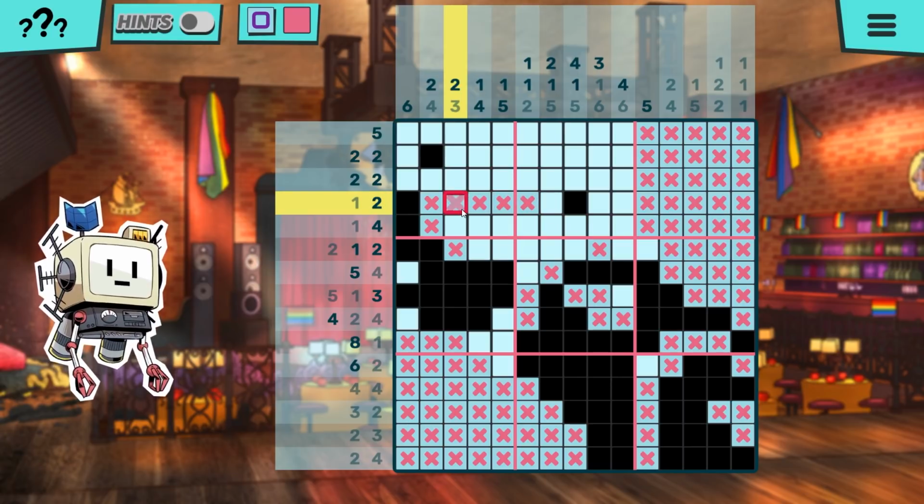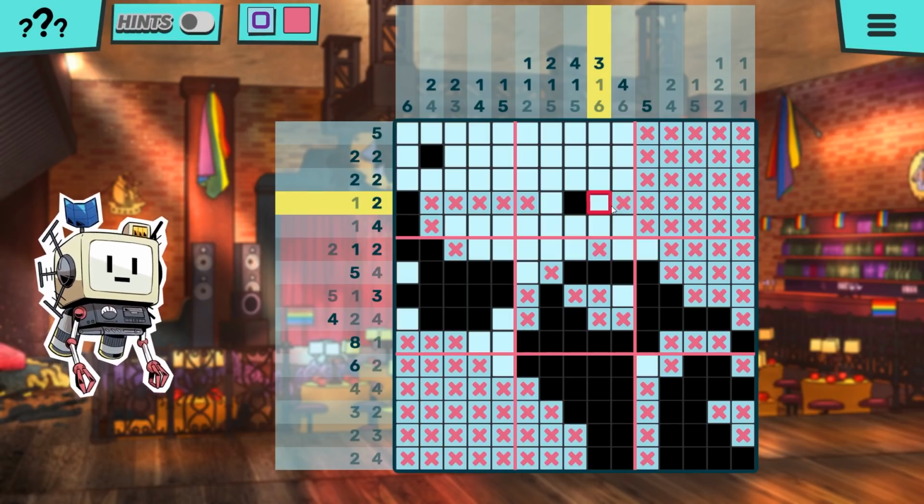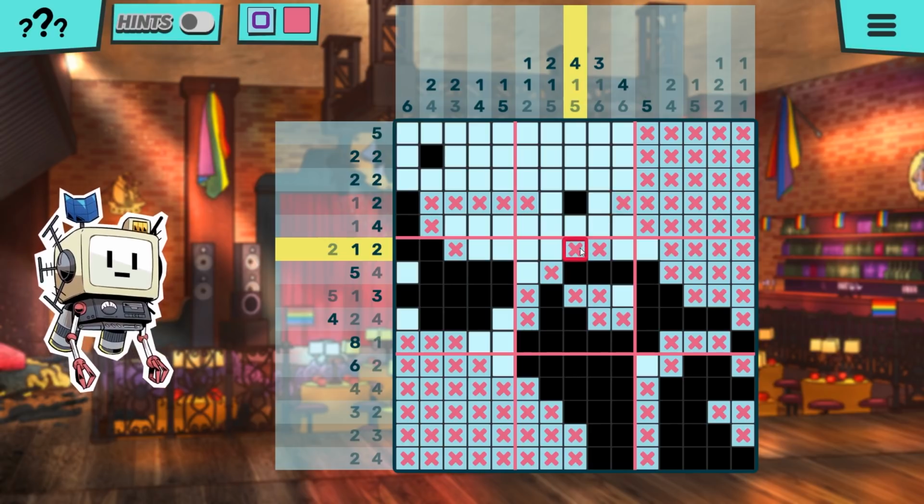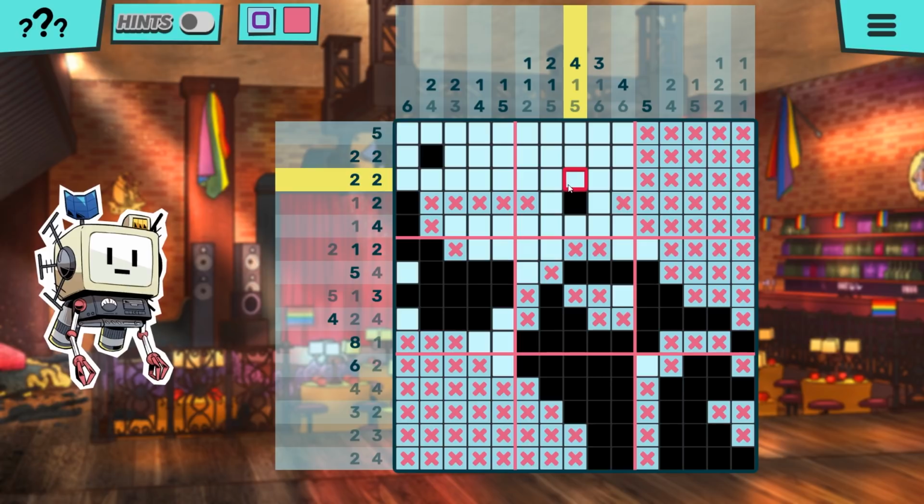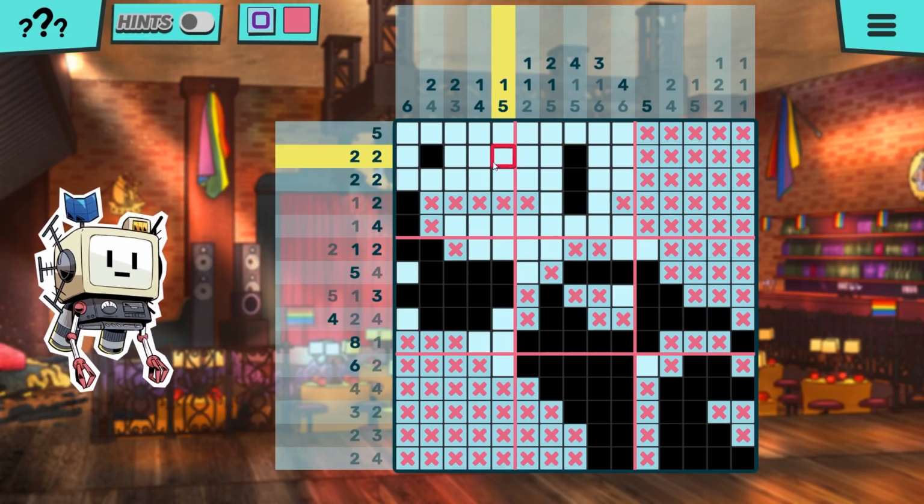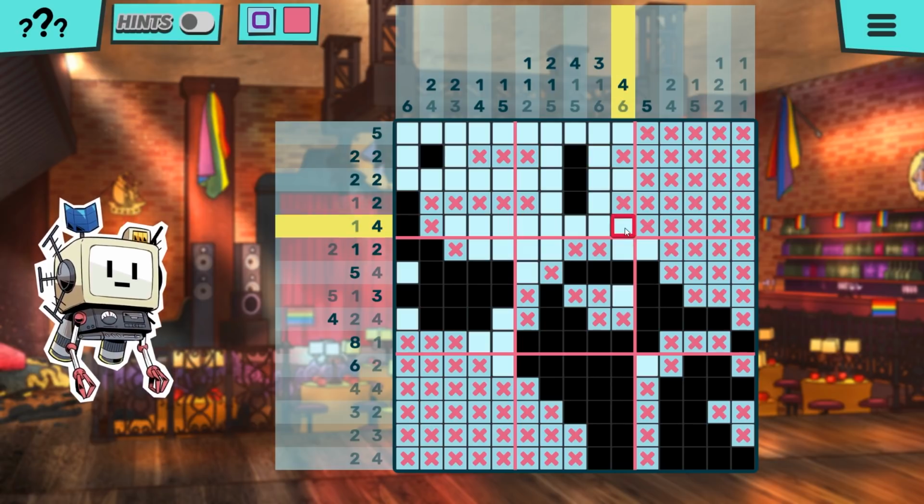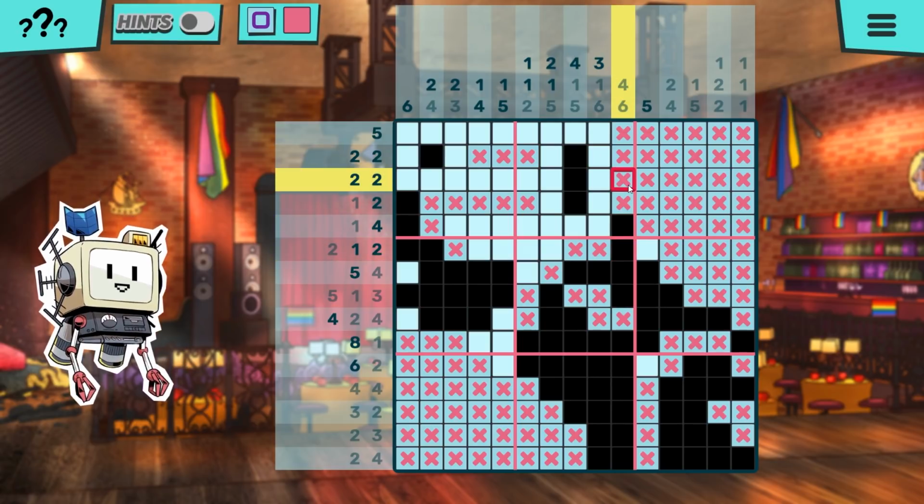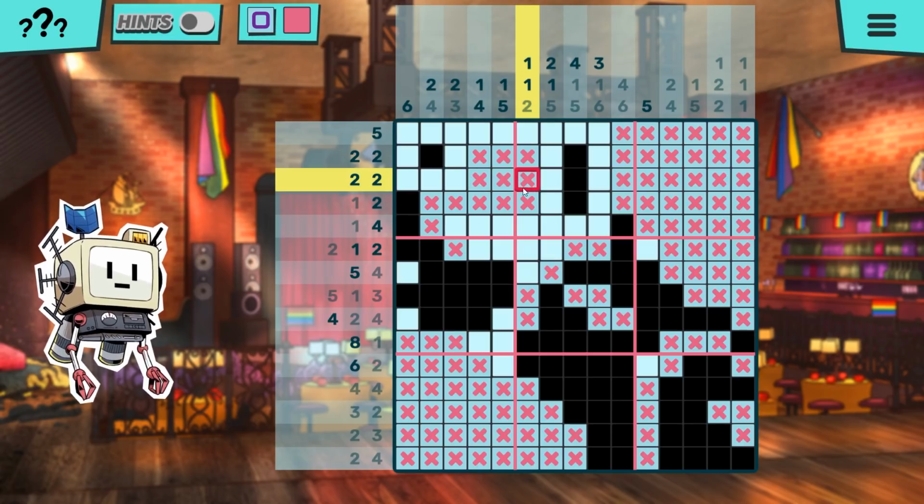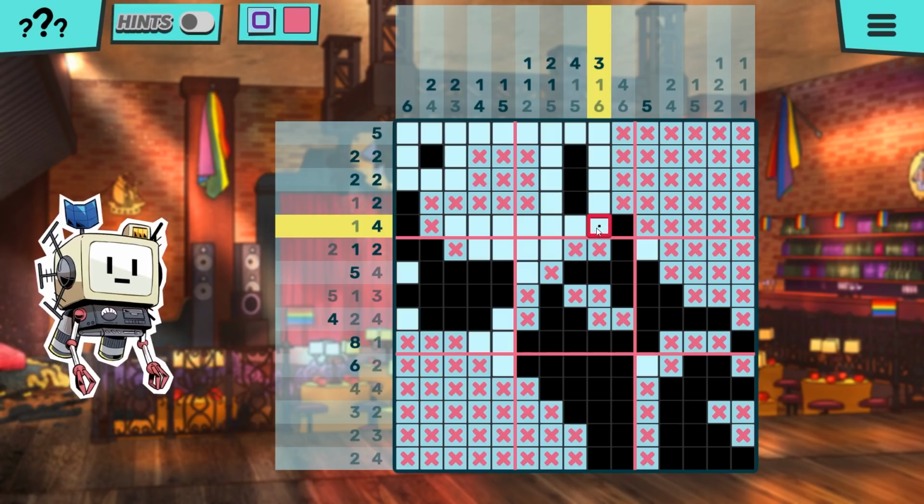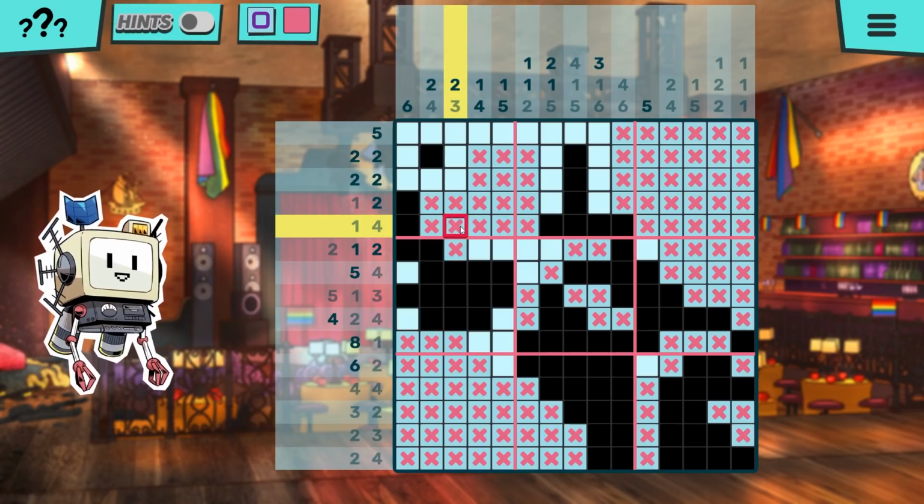Oh, hold up. We know this is locked off. Oh, then that's the 4. And that's got to be the 1. Right. That's the 4. There we go. Okay, so that means that's locked off. This is a 2 and a 2, so that means we can lock that off. This is part of the 4 here, so that's all locked off.